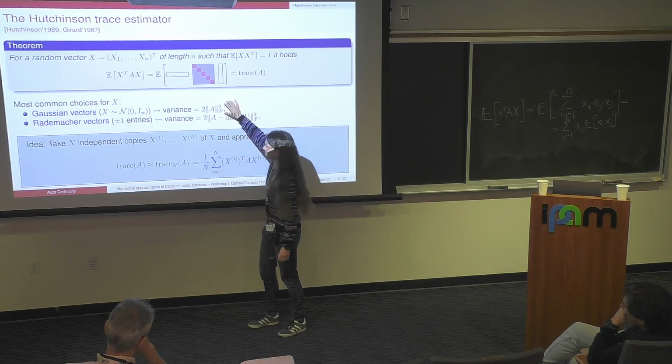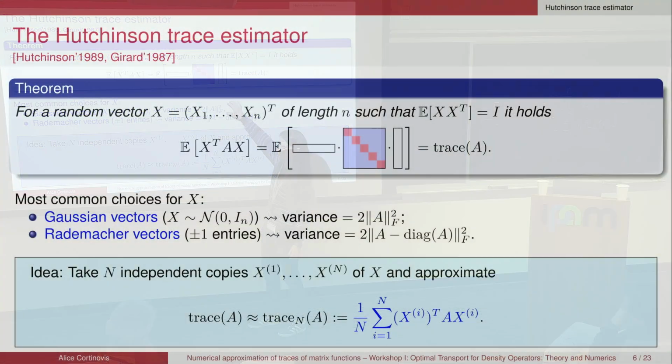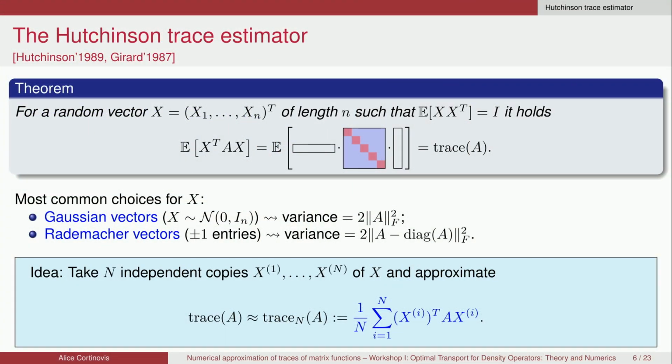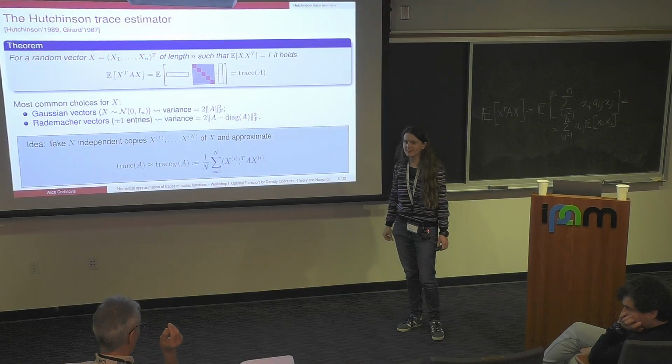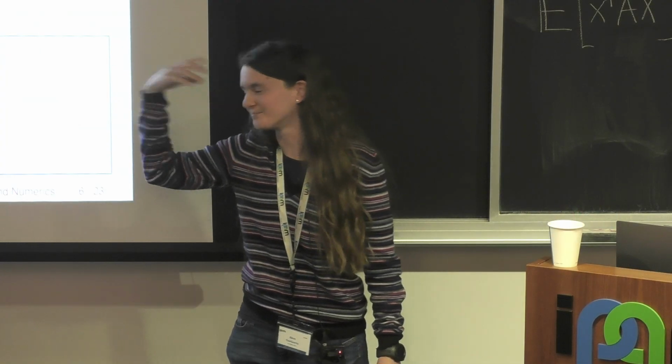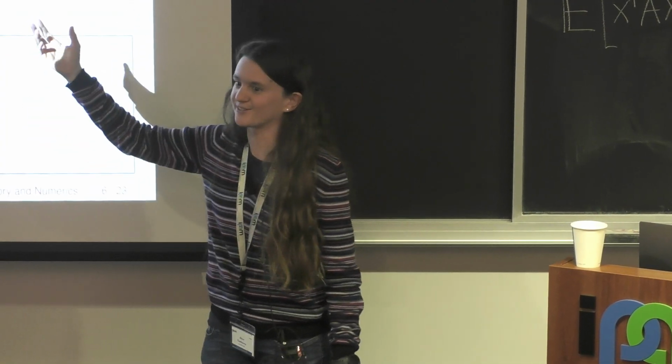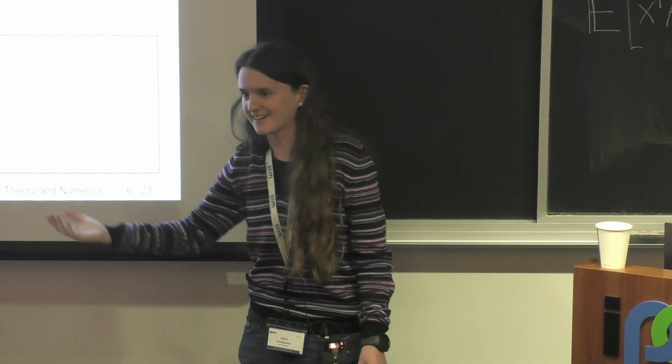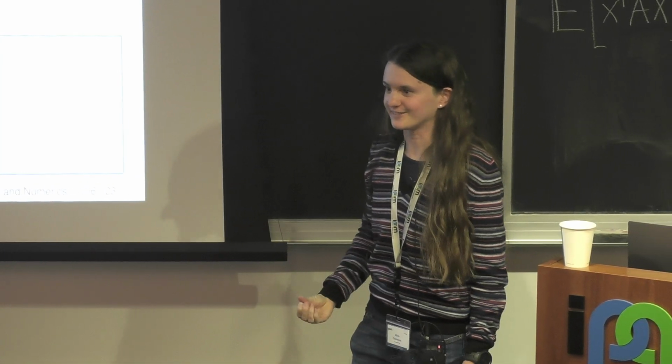So this result is for Gaussian random vectors. For other vectors, it has a different variance. It depends on the distribution. It depends on everything: the distribution, and it also depends on the matrix A. And if you know something about your matrix A, you may want to try to get some random vectors that are better for that kind of A. I'll give you an example of that later.